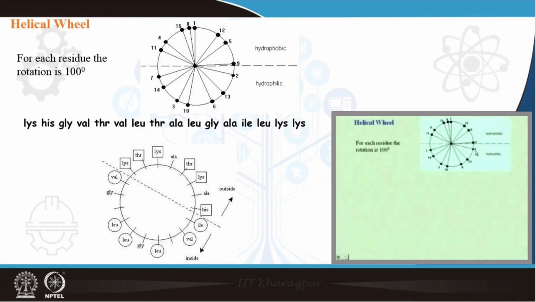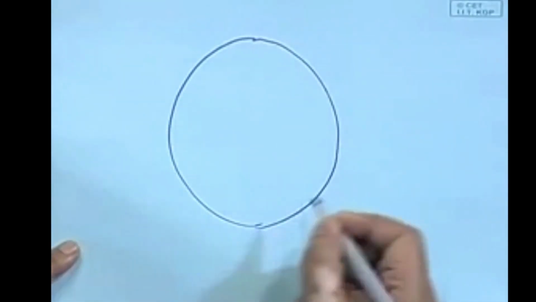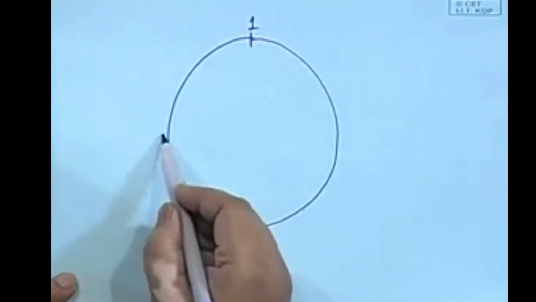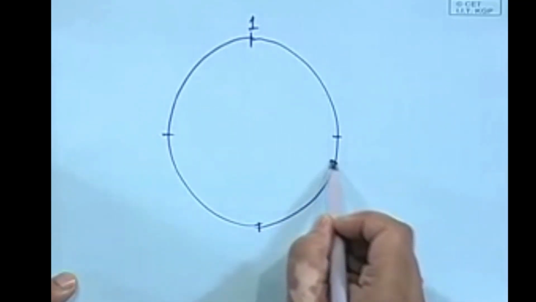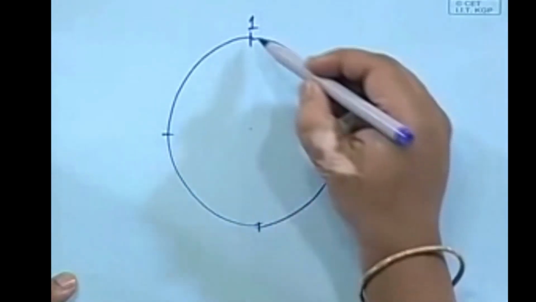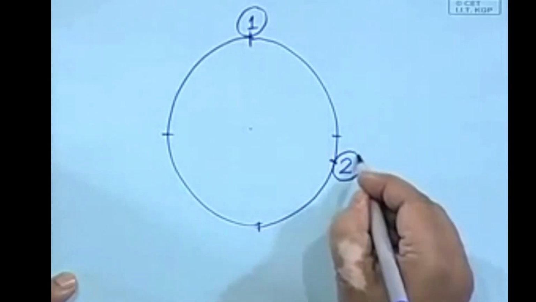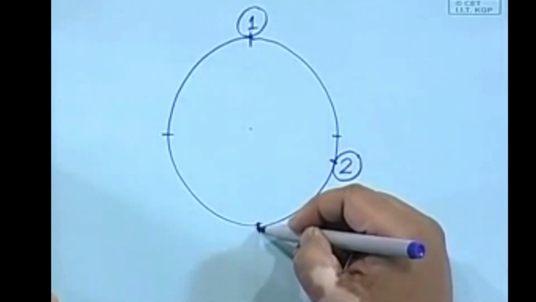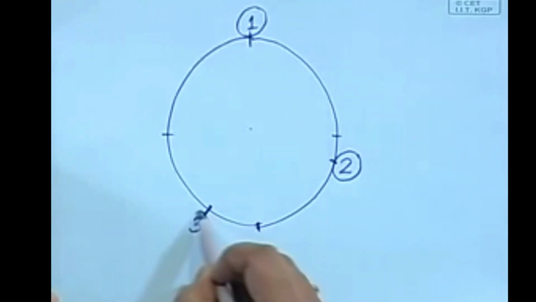Okay? So let me just draw it out for you here. If I want to construct my helical wheel, what am I going to have? I am going to have residue 1 here, more or less where you have your 90 degrees. So 100 degrees is going to be somewhere here. We have the center. So residue number 1 is here. Residue number 2 is here. Where is residue number 3 going to be? This is 180. It's going to be around 200. So it's going to be somewhere here. Residue number 3.